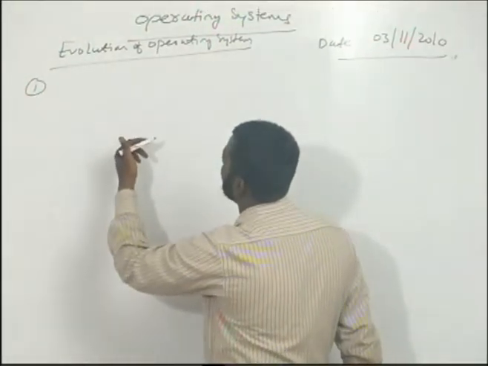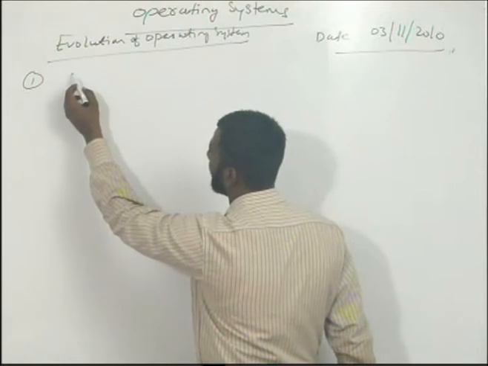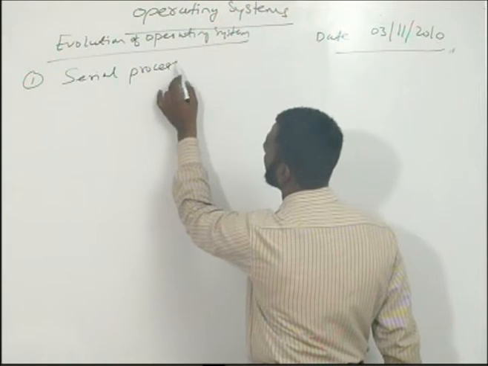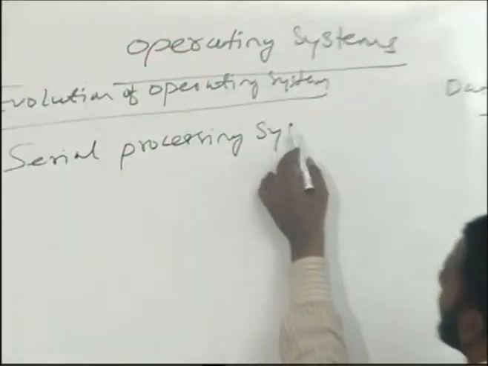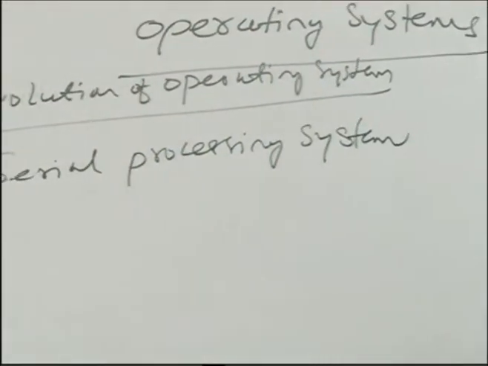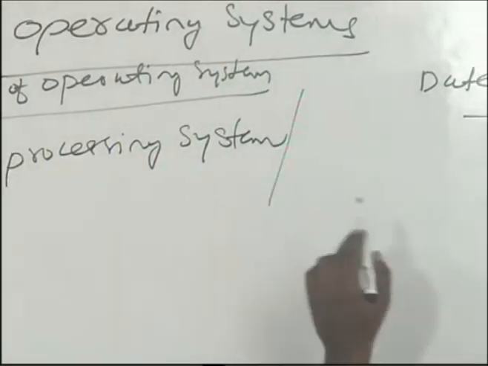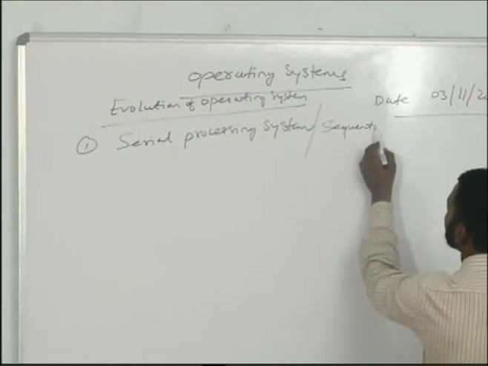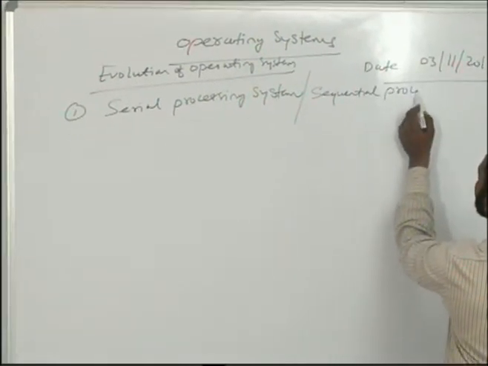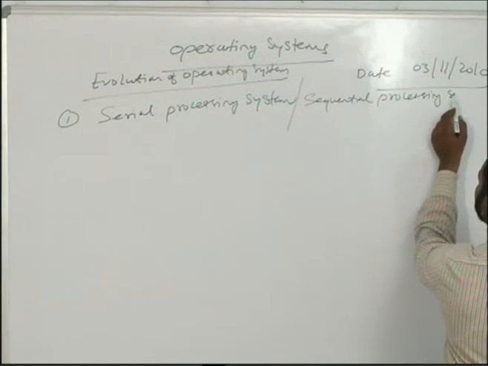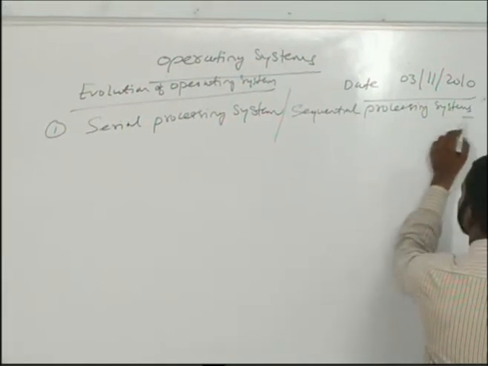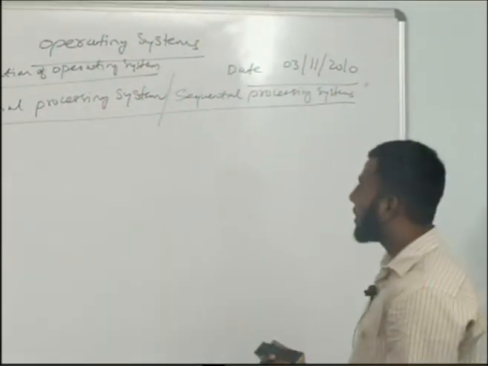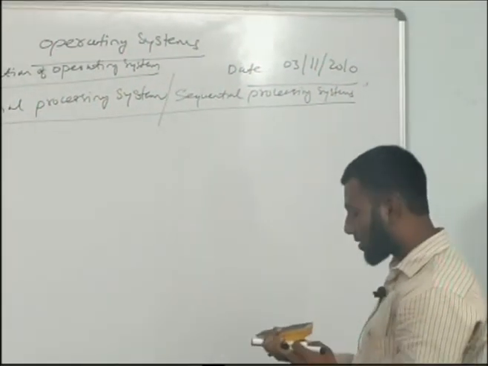So the first type of system that was created is called the serial processing system, or we also call it sequential processing systems. Now, what do you mean by this serial processing system or sequential processing system?